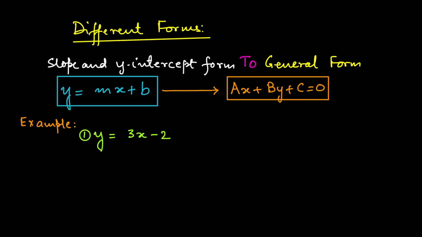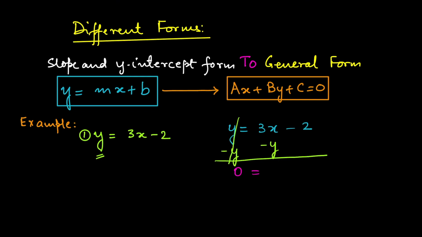So how do we do this? Just see the steps. First we rewrite the equation: y = 3x - 2. As I said, we will remove this y from the left and move it to the right. For that we do the opposite operation, so we subtract y on both sides. Then this y goes away and we are left with 0 equals.